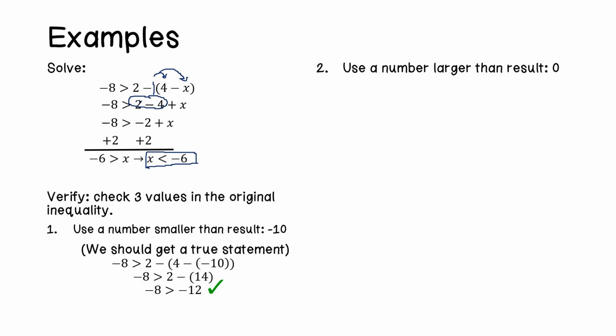Now we need to try a bigger number. So we're going to try 0 because 0 is greater than negative 6. So we put 0 in and we should get a false statement.